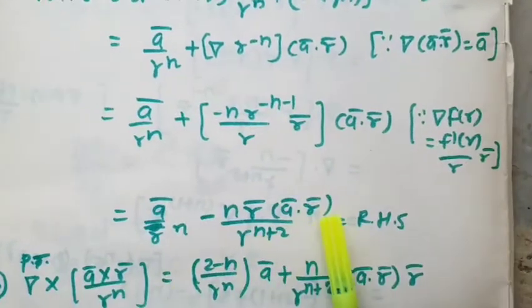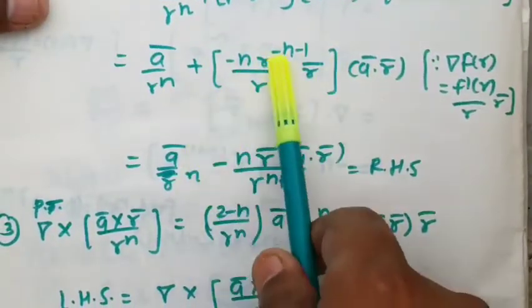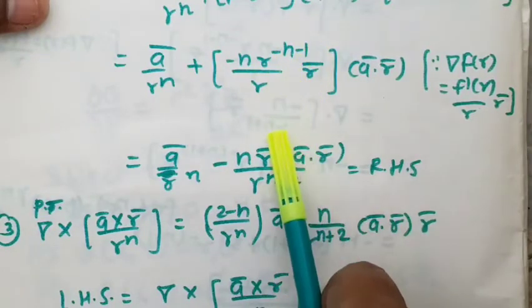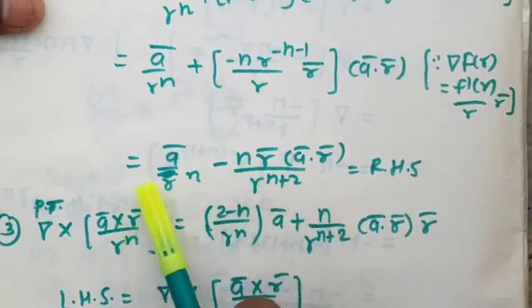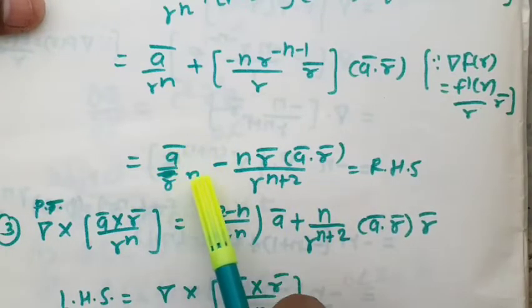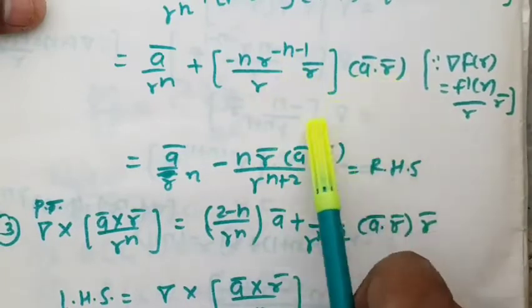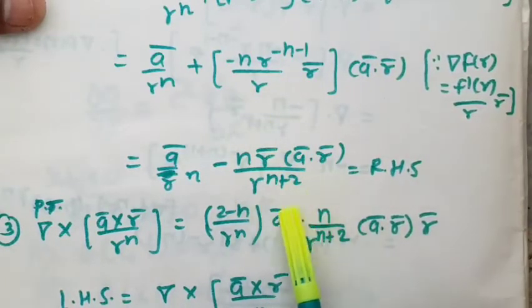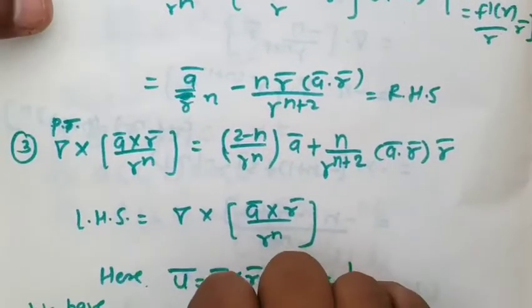Now after simplifying this, just after rearranging the terms, if you take this r raised to minus n minus 1 in the denominator, it will become r raised to n plus 1, and into this r it will become r raised to n plus 2. So we'll have finally a bar by r raised to n minus n into r bar, this r bar as it is, a bar dot r bar as it is, and divided by r raised to n plus 2, which is the required right hand side. Okay, in this way you can prove the second identity.